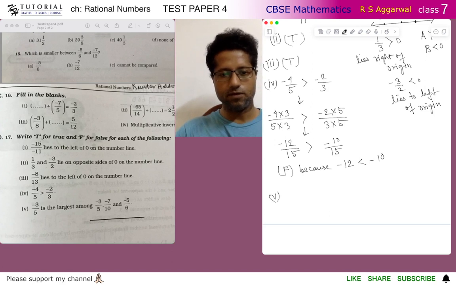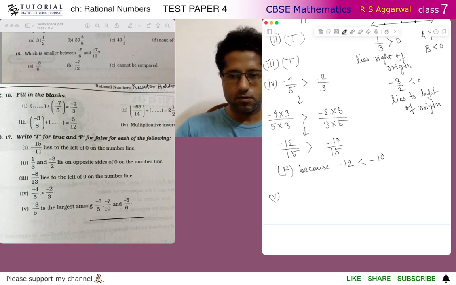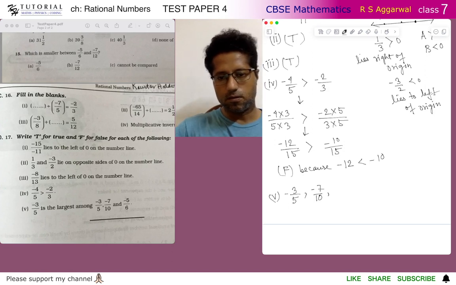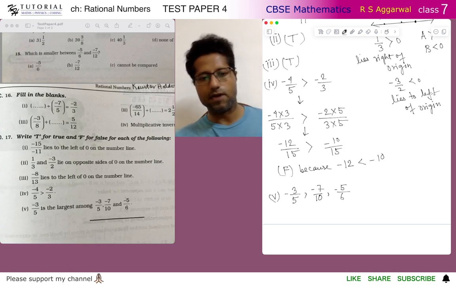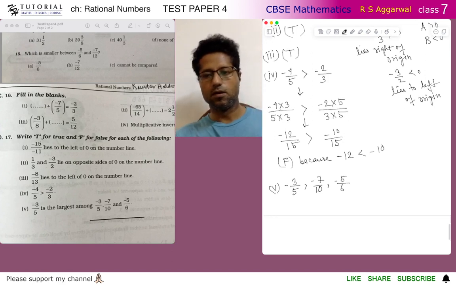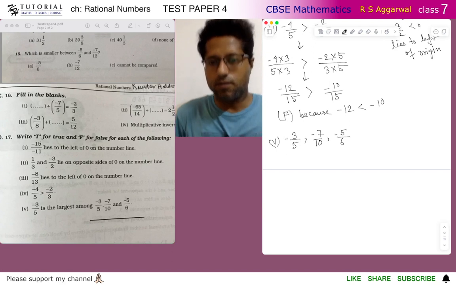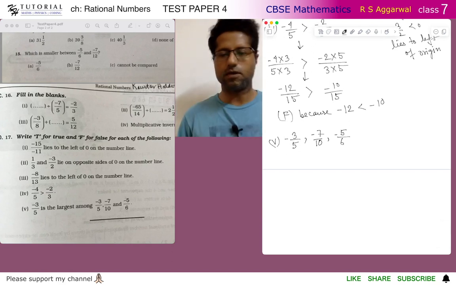5. Minus 3 by 5 is the largest among the three rational numbers given. We have to see whether the largest is minus 3 by 5 or not. So let's compare these three rational numbers. And how do we do it?